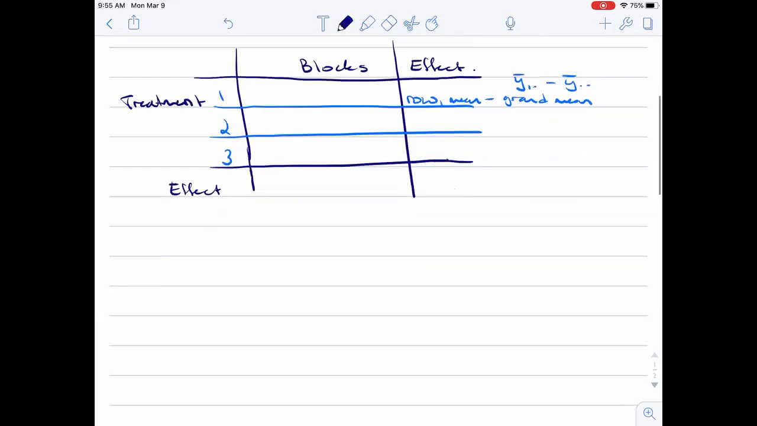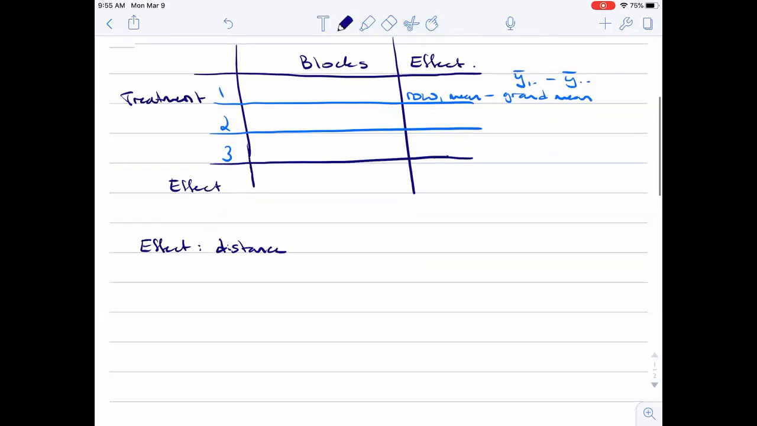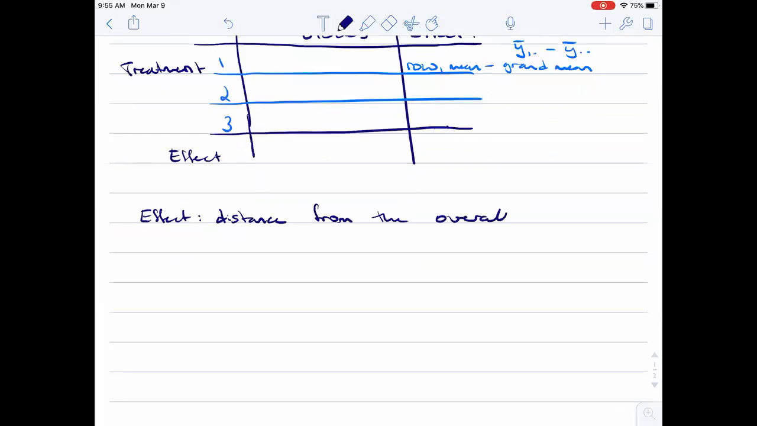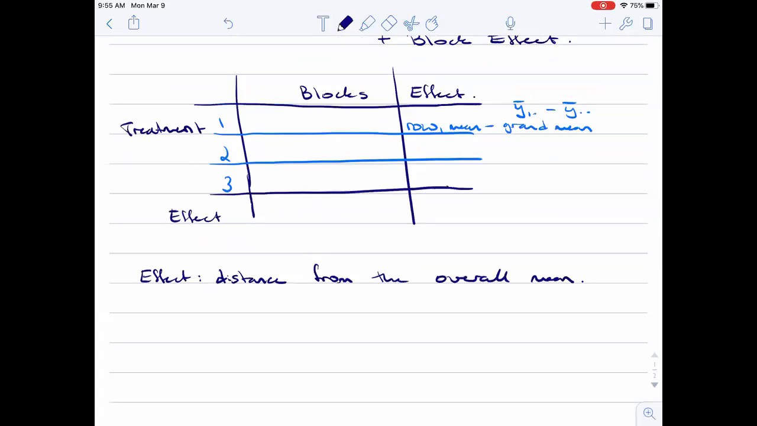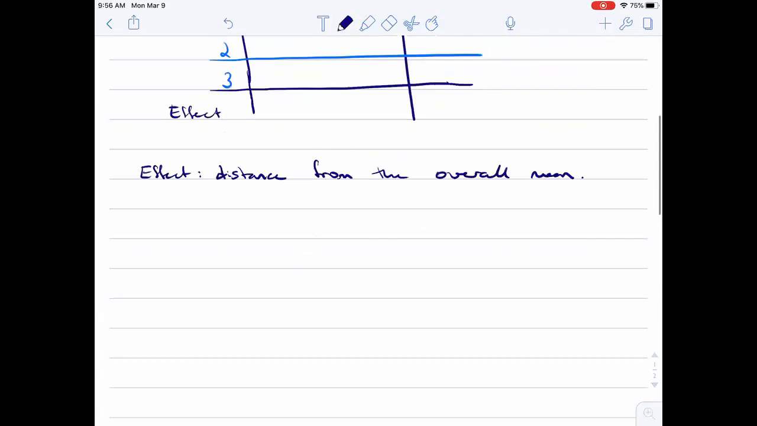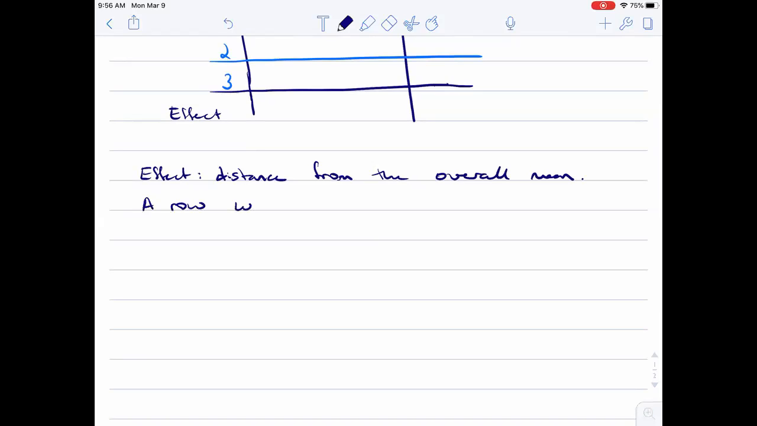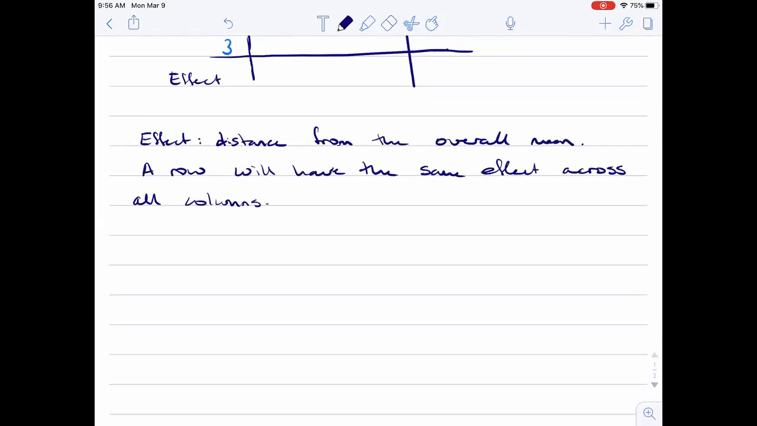And we've got it for both the rows and the columns. So the effect is the distance from the overall mean. And each row would have the same row effect, or treatment effect, and each column would have the same effect. A row will have the same effect across all columns, and a column will have the same effect across all rows.